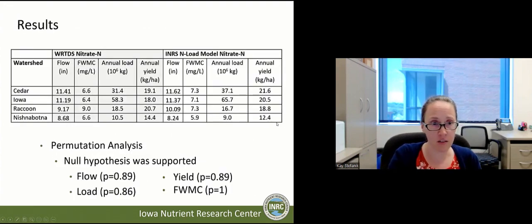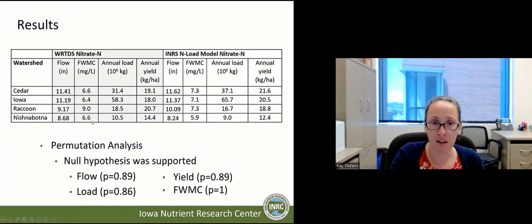Getting into our results, for the table here, the area in blue is the WRTDS model, so what was done with USGS. And then the white on the right-hand side is the Iowa Nutrient Reduction Strategy modified end load model. And we have it for our different watersheds. You can see for flow, we ranged from about 8.68 to 11.41 in WRTDS. And then for our modified end load model, we range from about 8.24 to 11.62 inches.